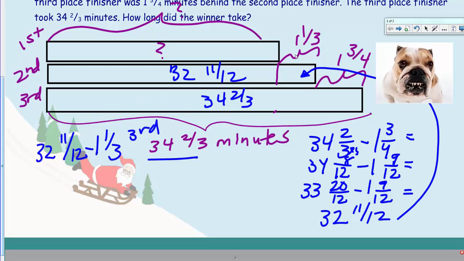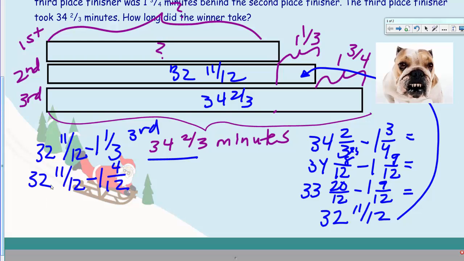Okay, because this is how much faster he did it. Again, it looks like we have 12ths here because we already have our 12, so we don't even need to change that. 32 and 11/12 subtracted by 1 and 1/3. 1/3 is the same as, not 3/12, I'm sorry, that would be 4/12. I'm thinking of quarters, not thirds. A third would be 4/12.